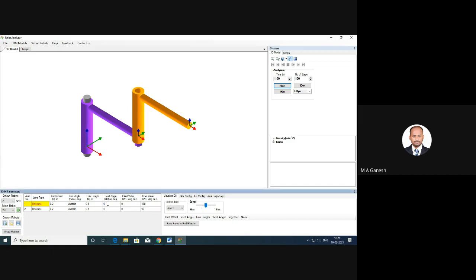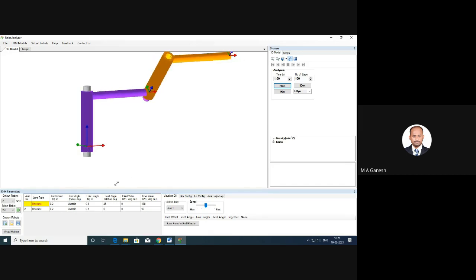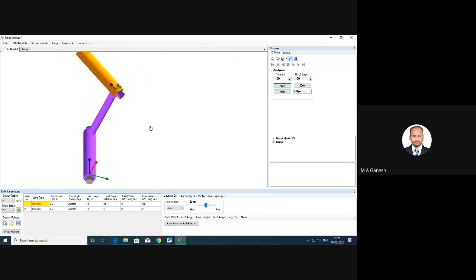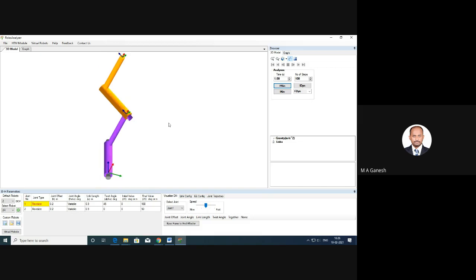The next thing is the twist angle. As I said, twist angle is the amount of angle twisted for the second joint with respect to the first joint. If you change to 45 degrees, a small angle will be twisted. You can see a twist of about 45 degrees.